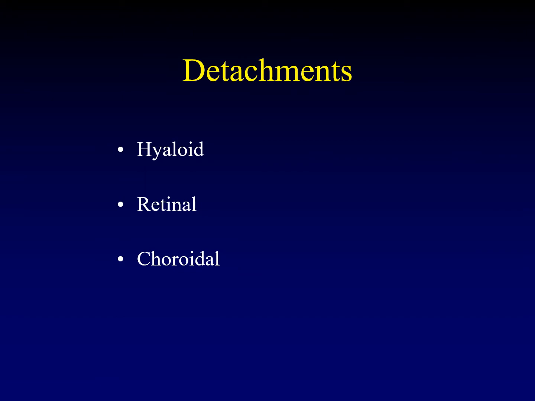When we talk about detaching different layers of the walls of the globe, usually it's because there's hemorrhage underneath. So talking about detachments is kind of the same as talking about hemorrhages into these different layers. The three different layers that you can have detachments of are the hyaloid layer, the retinal layer, and the choroid layer. And we talk about these as subhyaloid hemorrhage, subretinal hemorrhage, and subchoroidal hemorrhage. Fortunately, these each have a different radiologic appearance.